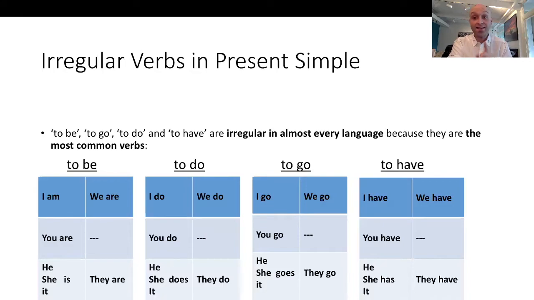Também não tem diferença entre fazer. Fazer, para a gente, tem dois sentidos: to do or to make. To go, ir, e ter, to have. Então, I am, you are, he, she, it is, we are, they are, I do, you do, he does, she does, it does, we do, they do, I go, you go, he goes, it goes, she goes, we go, they go, I have, you have, he, she, it has, we have, they have. Esses são os verbos irregulares no presente. E tem apenas 4. Ótimo, né?